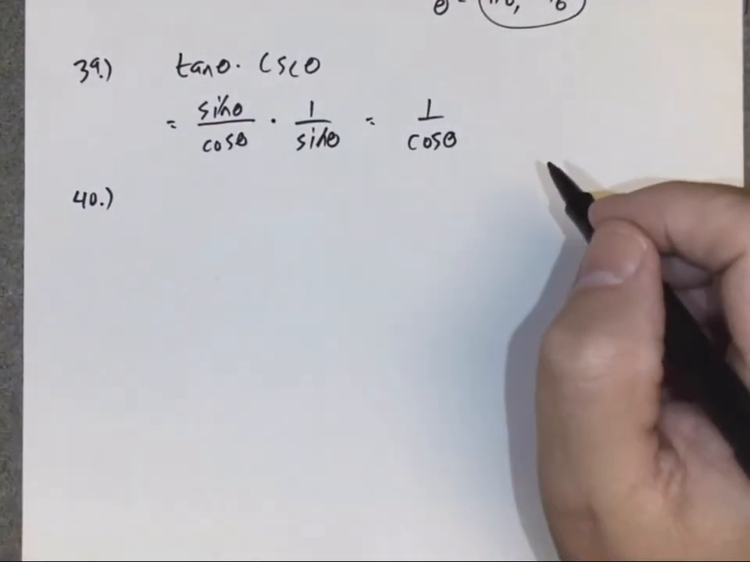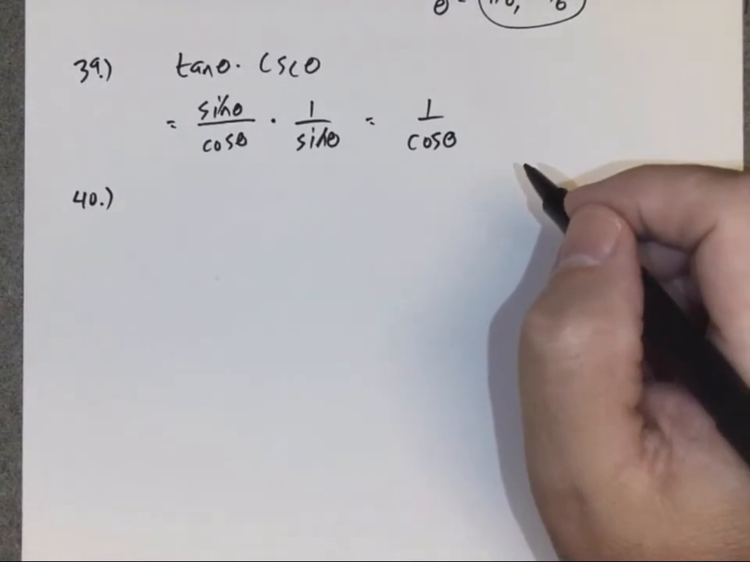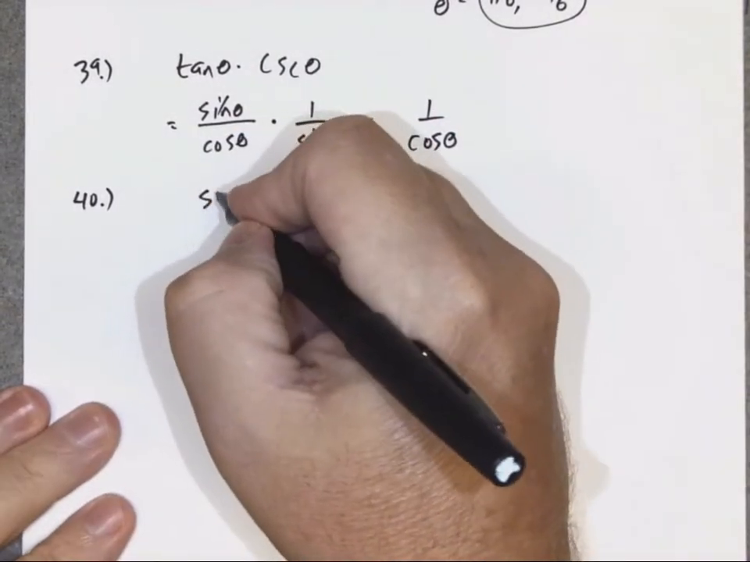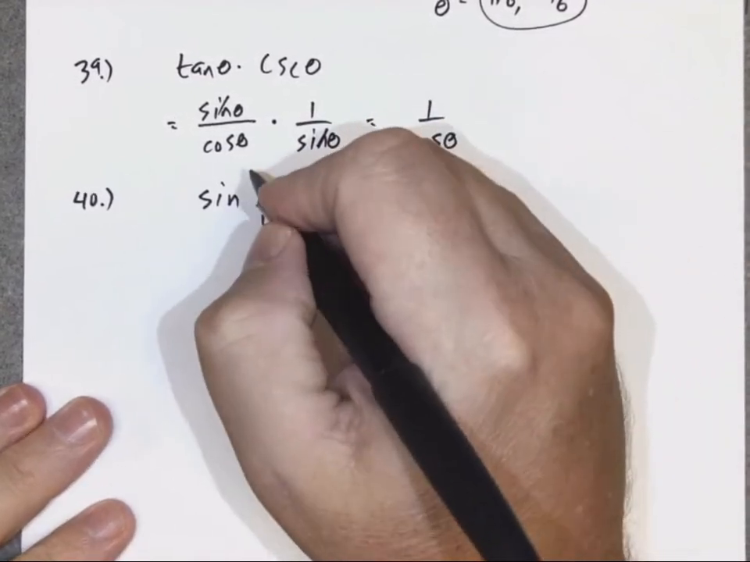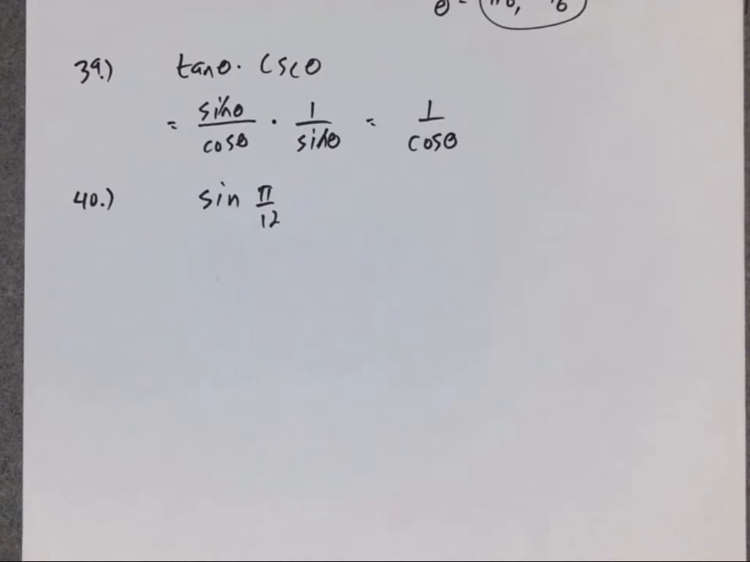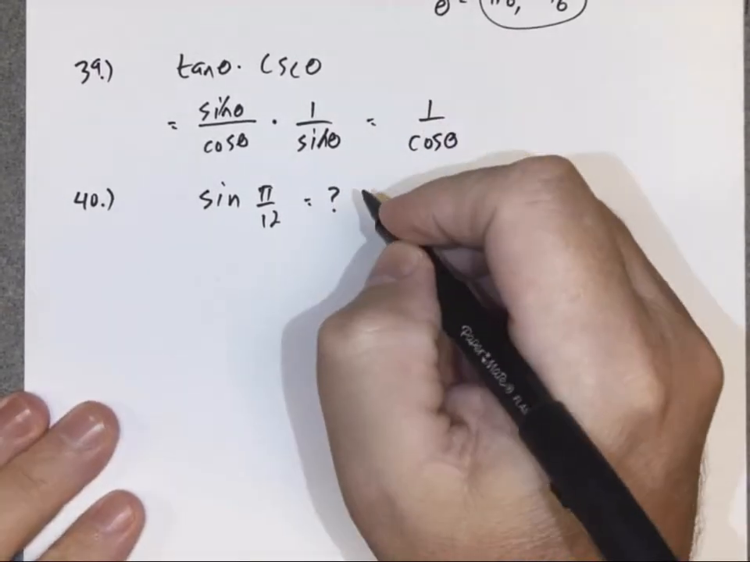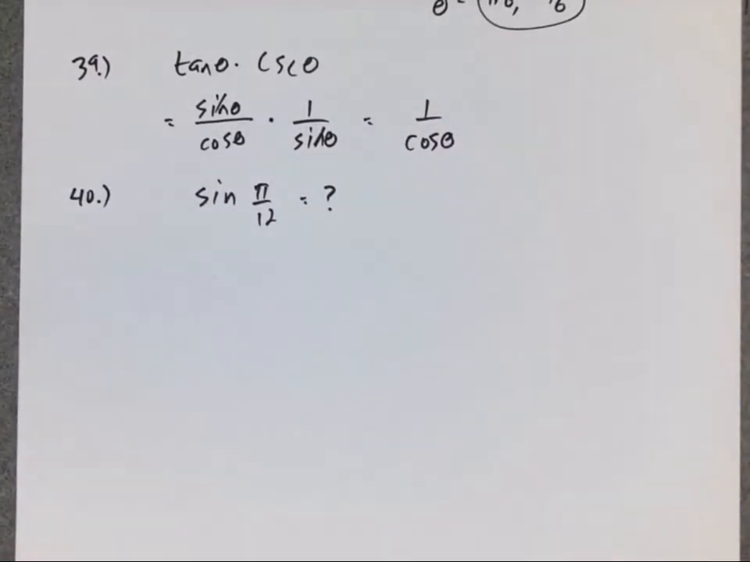40 says use a sum or difference formula to find the exact value of the trigonometric function. So here they're asking us to find the exact value of this trig function, sine pi over 12, but they want exact value, which means no calculator, but pi over 12 is not one of my special angles. But in the instructions, they give us a clue as to how to try and solve this when they say use a sum or difference formula.